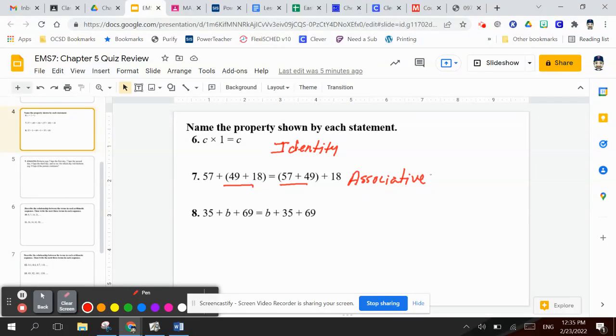And number 8, we have 35 plus b plus 69 equals b plus 35 plus 69. Even though the numbers are the same and they're in different order, that means that they're both equal. So this is the commutative property. Because the numbers are in different order.